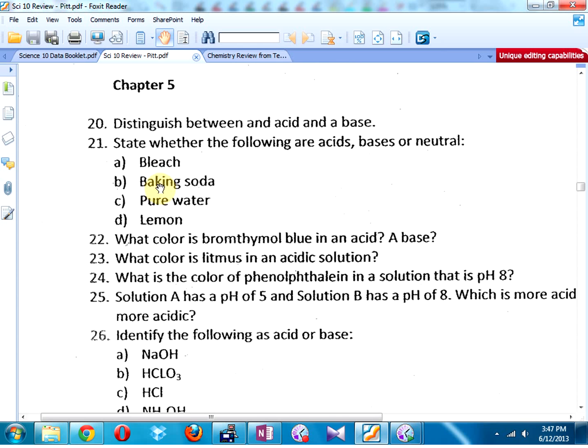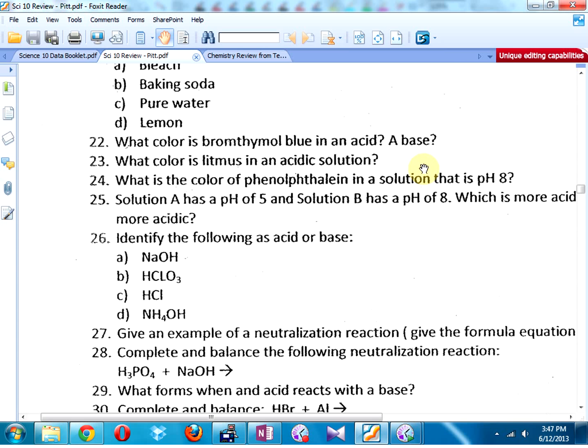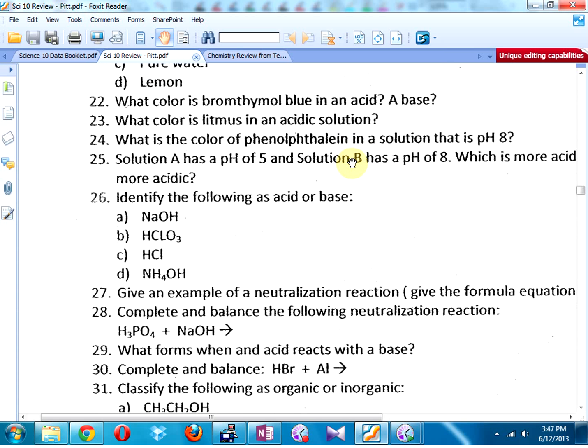Okay? We did pH. What color is bromothymol blue in an acid? You don't need to memorize that. Yellow. What about in a base? I'm going to hope blue, because I'm guessing that's why they call it bromothymol blue. Yeah. Okay? What color is litmus in an acid solution? Red.